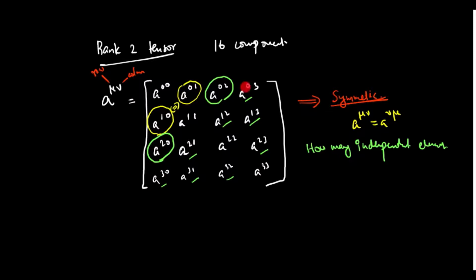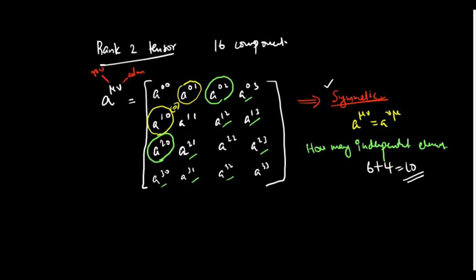You can count and see how many it has become: 1, 2, 3, 4, 5, 6 here, and the 4 on the diagonal. So 6 plus 4, altogether you have 10 independent components. So of the total 16, when we bring in symmetry, that will be reduced to 10. Similarly, we can find the antisymmetric case. If it's a symmetric tensor, then we have 10 components. Our requirement is 6 components, so this is not the option.